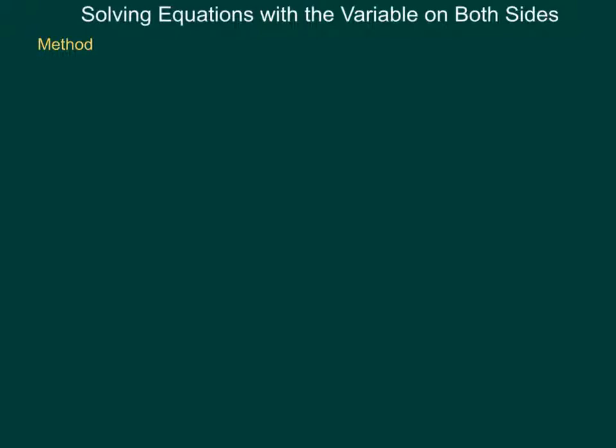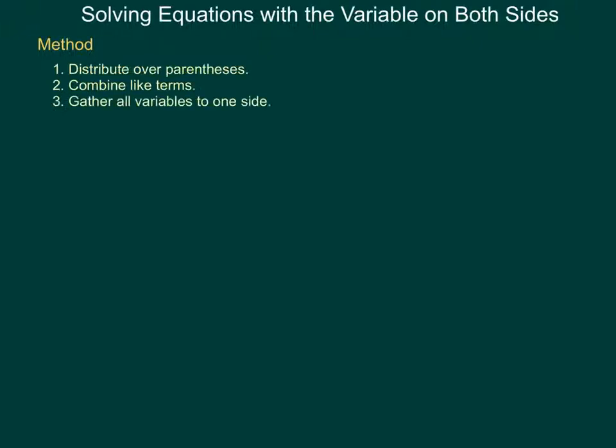In this lesson, we're going to take a look at what happens when the variable does show up on both sides. To look at this, we're going to start with a general method and steps for solving. It starts out the same as what we've had in the past: we distribute over any parentheses that we see, and when we're done with that, combine like terms. But if we do have the variable showing up on both sides, our next step will be to gather all variables to one side.